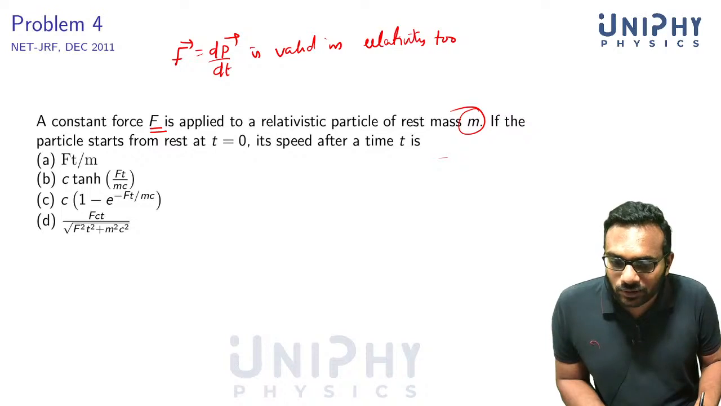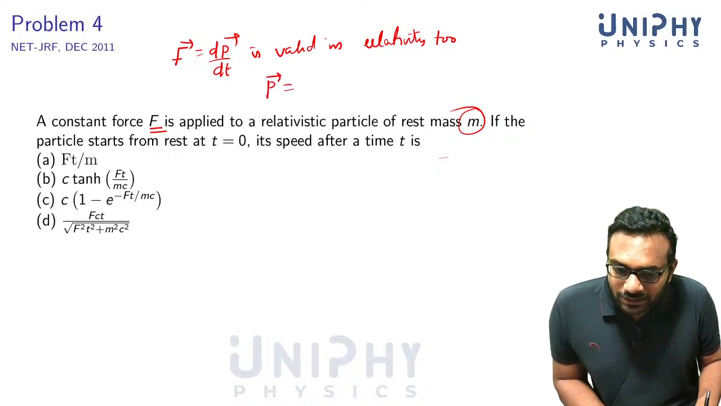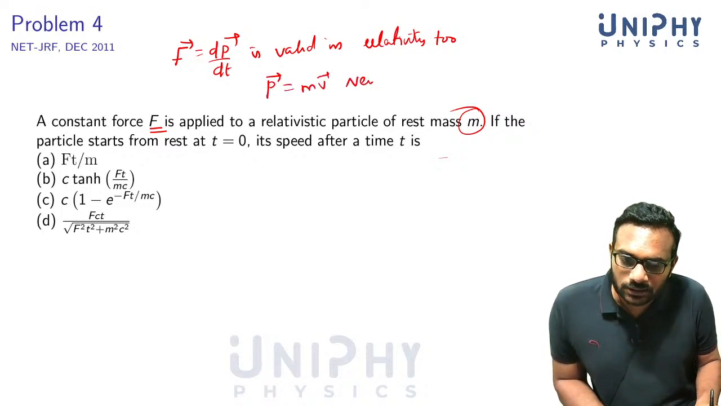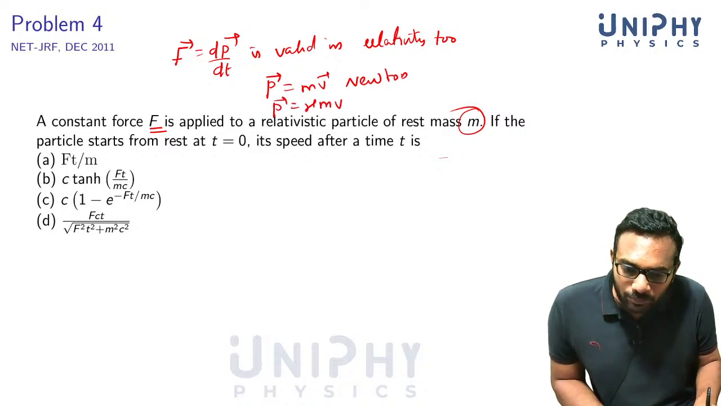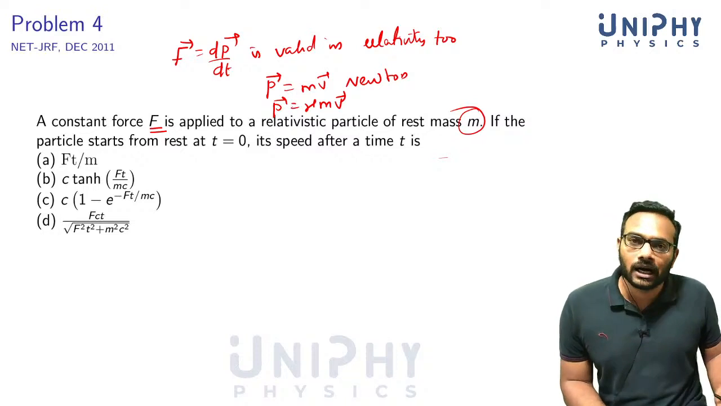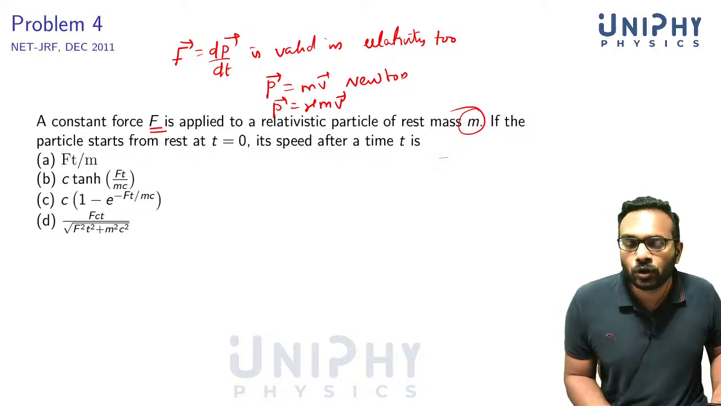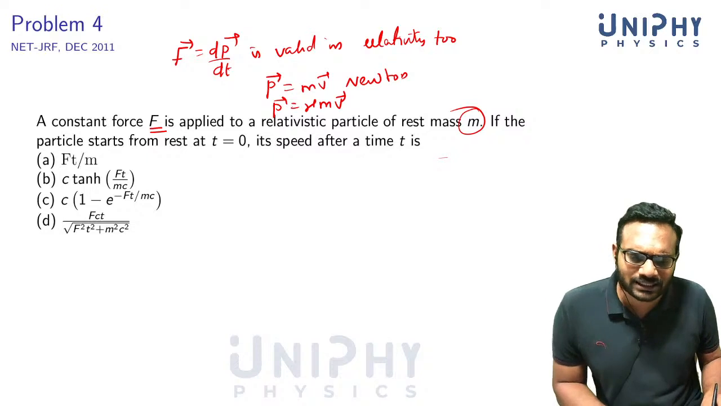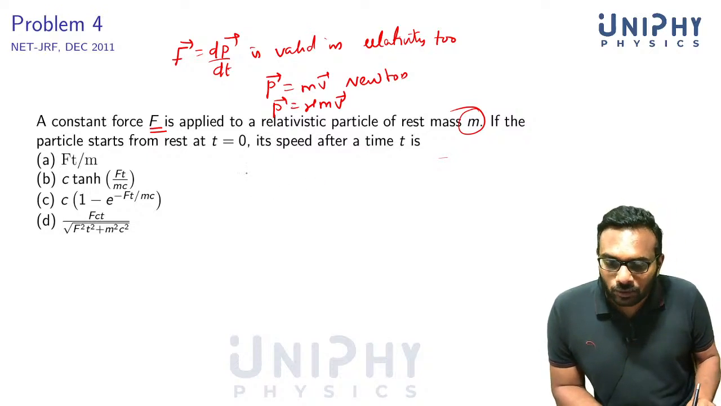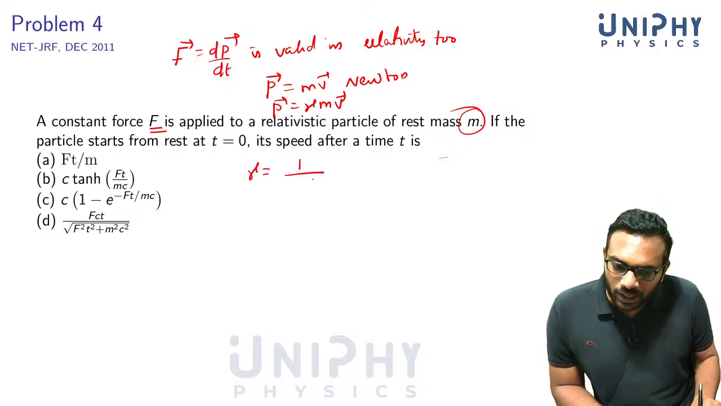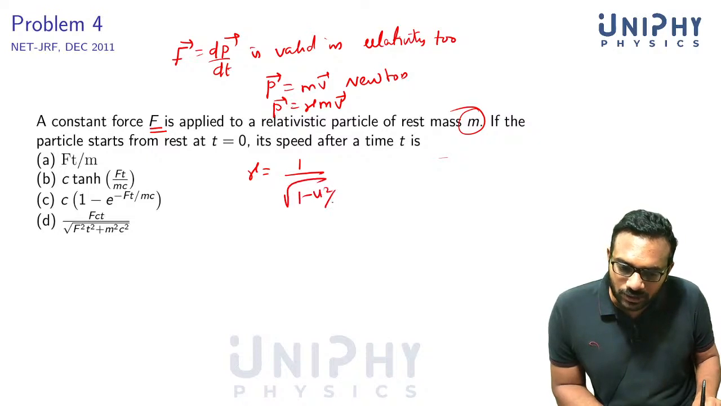The only thing that you have to take care of is that now the p vector is not mv, this is Newton, but p vector is equal to gamma mv. That's the relativistic expression for momentum. And what's gamma? Gamma is simply 1 by square root of 1 minus u square by c square.